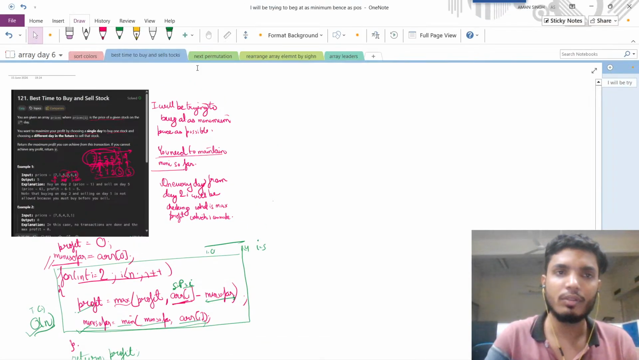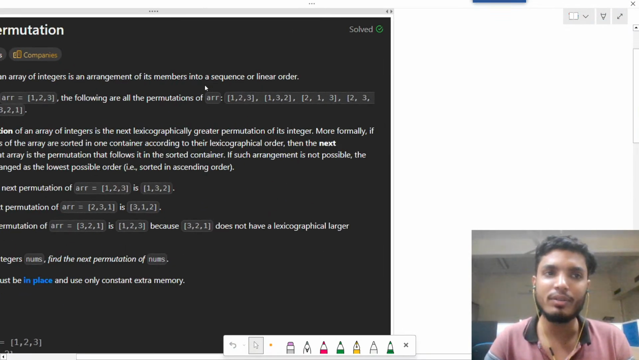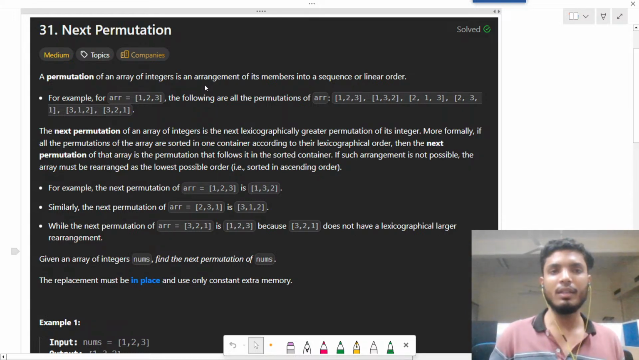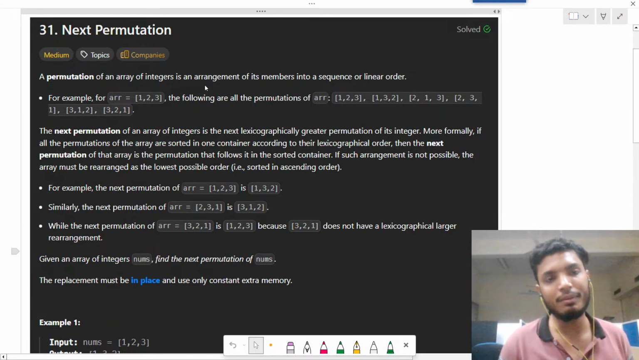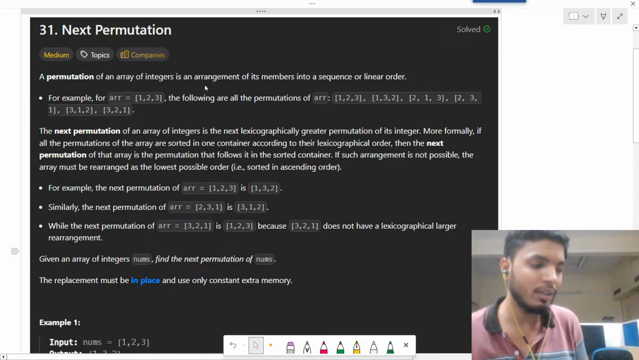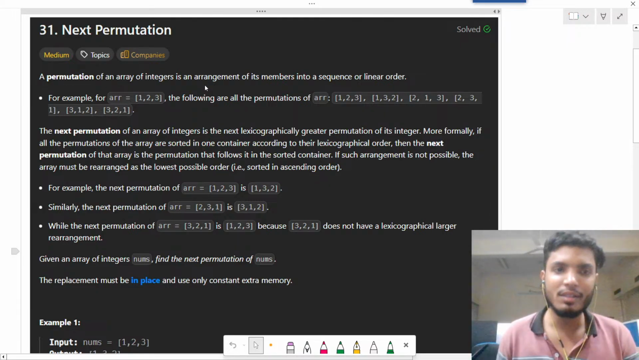So now let's move on to the next problem, which is the most difficult problem we will be studying today, and this is called next permutation. If you are able to understand this, it is in the arrays playlist. I think there are only 3 or 4 difficult questions, and I found this one to be one of the most difficult. Okay, so let's start with this. This is the next permutation question.